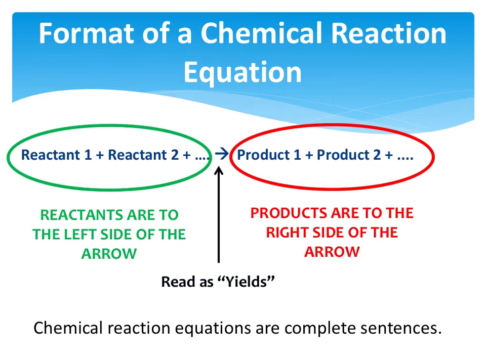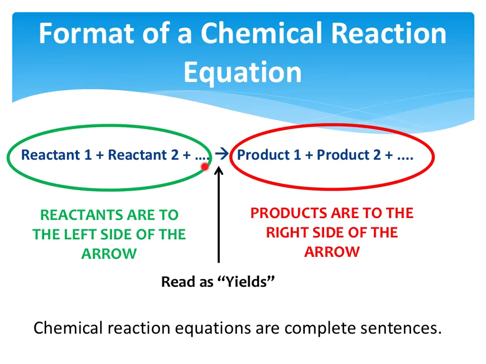The format of a chemical reaction equation is very specific. Reactants are always going to be on the left side of our reaction arrow. Products are always going to be on the right side of this arrow. You can think of it this way: the reactants point to the products in the direction of the arrow. So the arrow says we're going in this direction, starting from reactants and going to products.